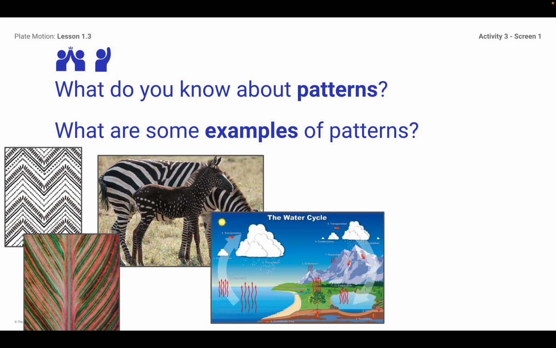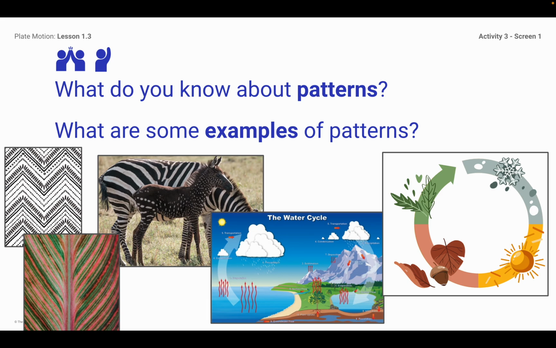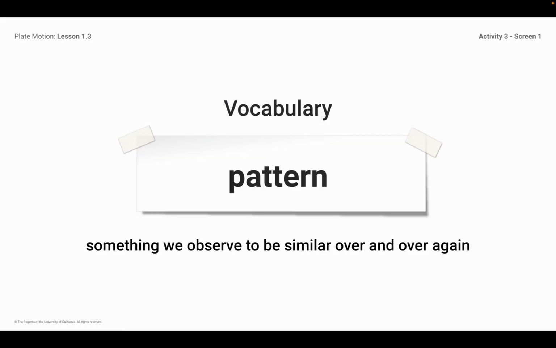I want you to think about other types of patterns, things that happen over and over again. A cycle could also be considered a pattern. So we've got the water cycle here. That's something that occurs over and over and over again. And even something like the seasons, that's a pattern. So when you think about a pattern, you think about something that's occurring and it happens over and over again. The definition of pattern is something we observe to be similar over and over again.